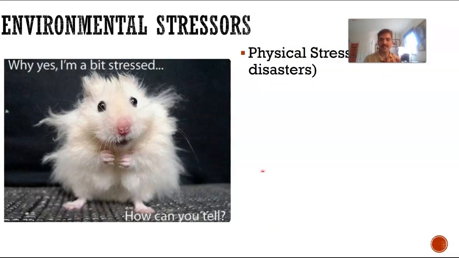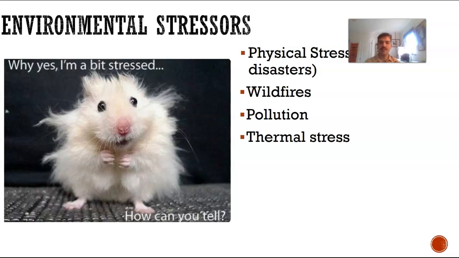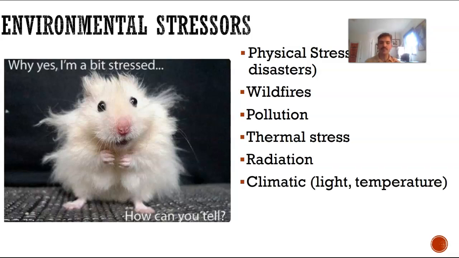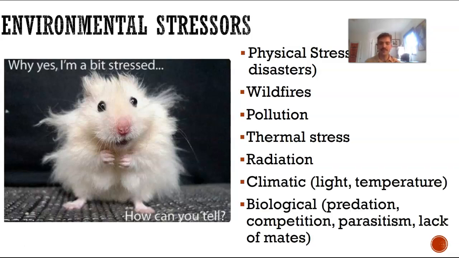And so physical stress, like natural disasters, would cause a population to change. Wildfires, pollution, thermal stress, so heat, radiation, climatic, light and temperature, and biological pressures. So predation, competition amongst organisms, parasitism, when a parasite is feeding off of you and not giving anything in return, or a lack of mates. These are all the things that affect the gene pool, or the traits that are passed from parents to offspring.